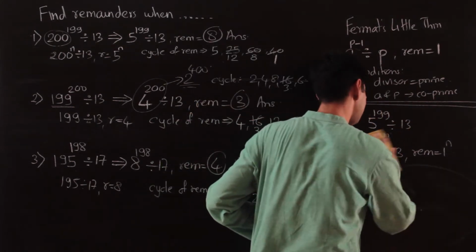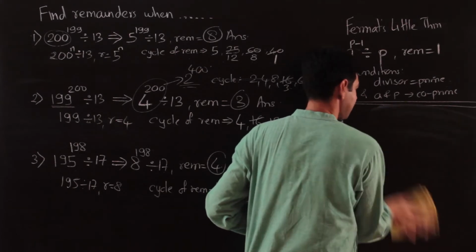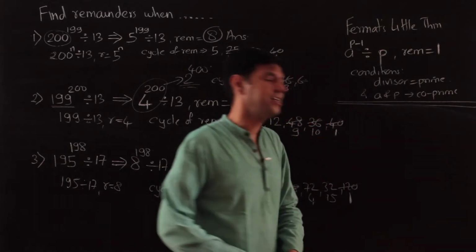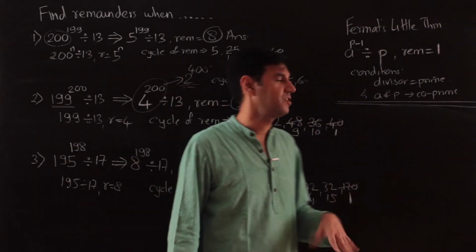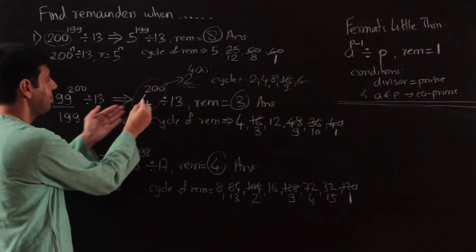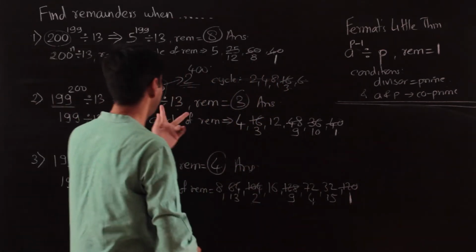Again, just to continue and tell you, let's do the next question. At least it will satisfy your curiosity and you'll understand it's not worth chasing it. So in the second question, 199 we reduced it to 4 raised to 200 divided by 30.